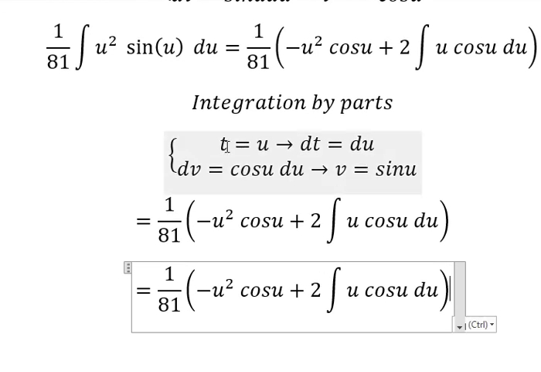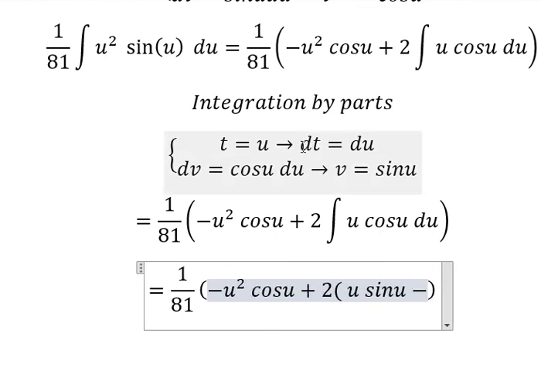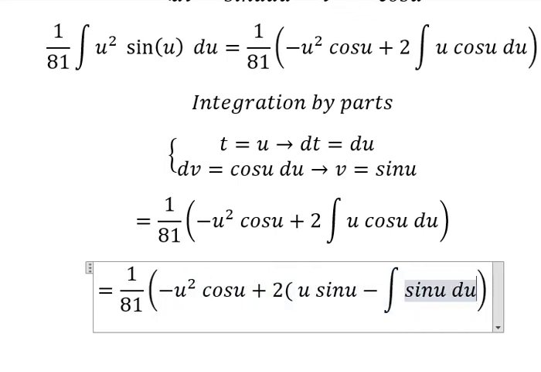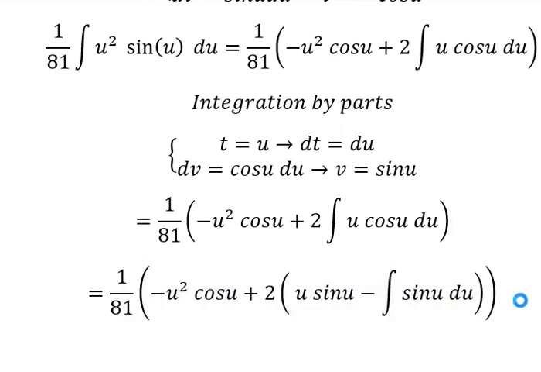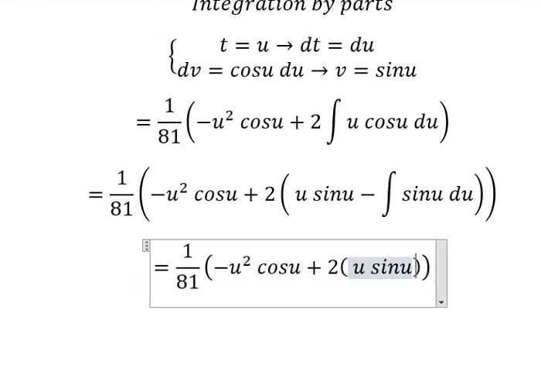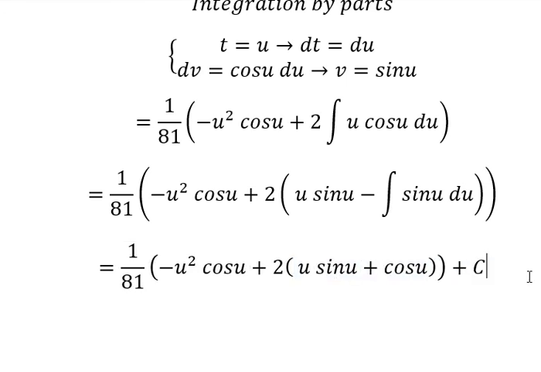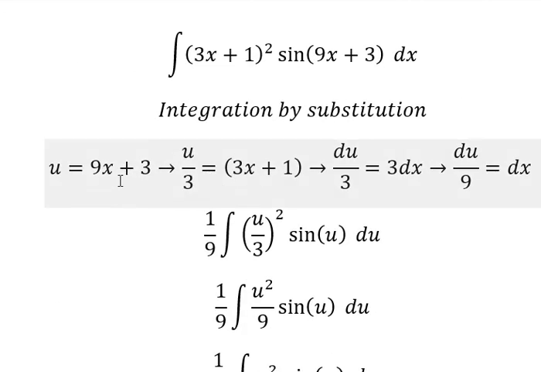So we have t multiplied by v, so we have u sine u minus dt multiplied by v, so we have the integration of sine u du. The integration of sine u, we have negative cosine u. So we have positive cosine u. And then I will put c. About u, that is this one.